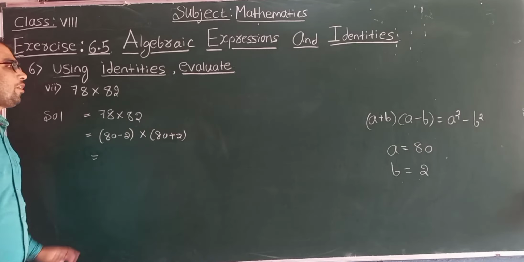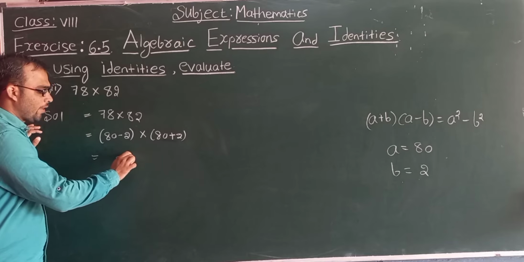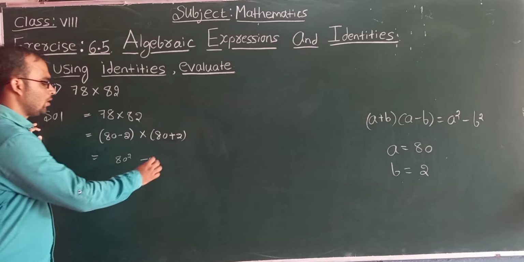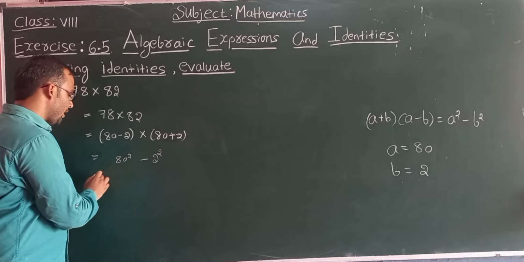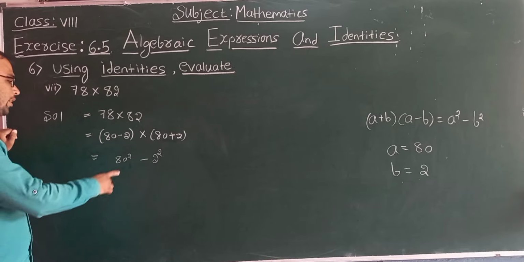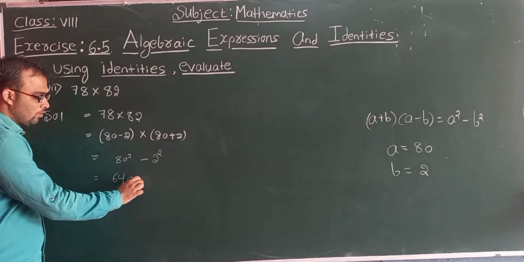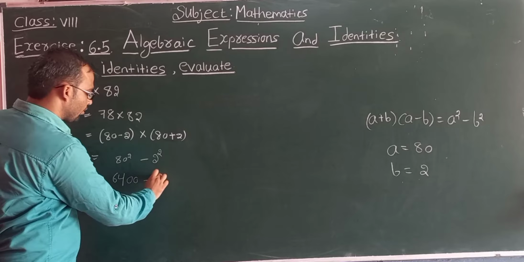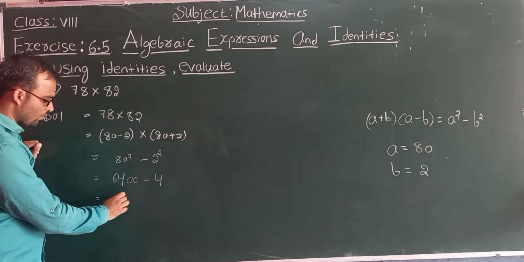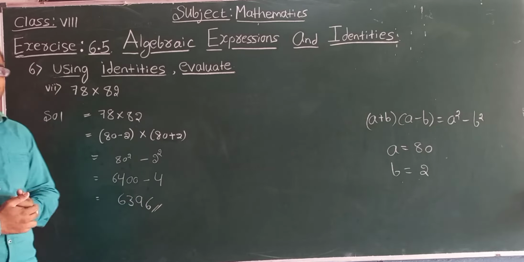Now according to the formula, a square, a means 80, a square means 80 square. Next, minus b square, b means 2, b square means 2 square. Now what is 80 square? 8 8s are 64, and with the zeros, 6,400 minus 4 is 6,396. So this will be the solution of the 7th problem.